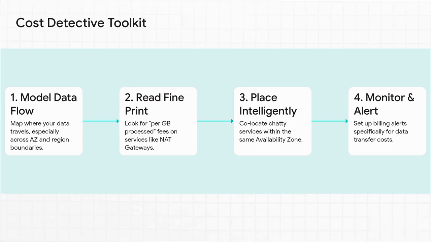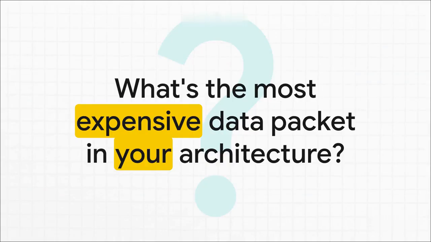3. Be smart about placement. Keep things that talk a lot in the same zone. And 4. Monitor. For goodness sake, set up billing alerts that are specifically watching data transfer costs. That way you'll never be surprised again. And with that, our case is closed.